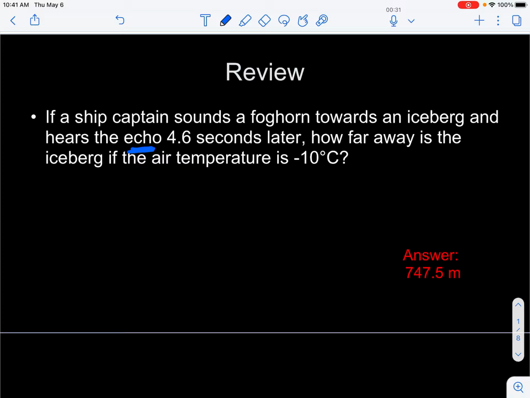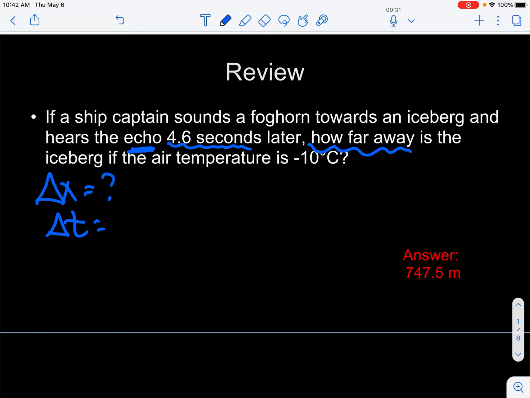All right, so what we are looking at is just another one of our velocity problems, right? So we're looking at how far away the iceberg is. So hopefully you are thinking about displacement now. So how far away? We are given a time, 4.6 seconds, but the time is an echo. So think about what an echo is. An echo is a sound wave going to the iceberg and then coming back.